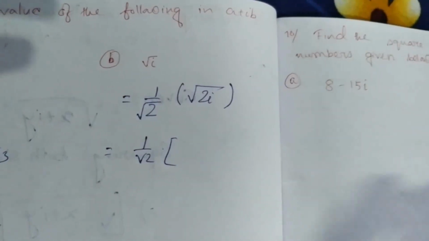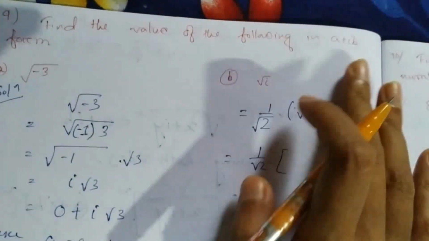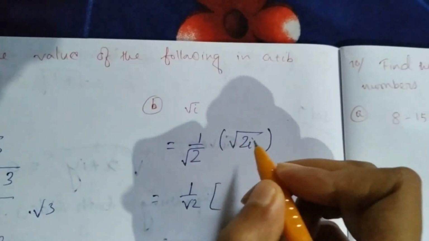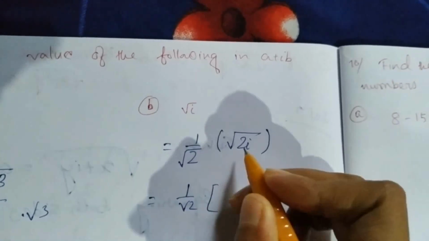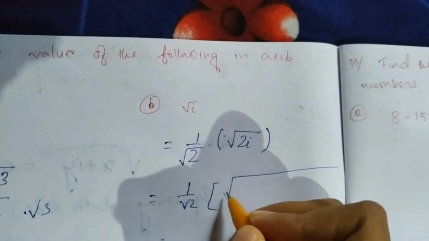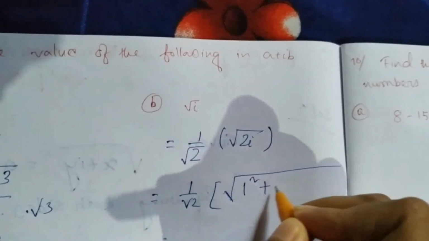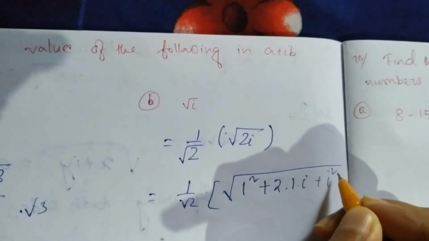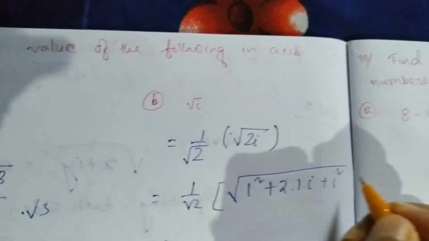In the last video we discussed this problem. So here we see the next one is root of i. Root of i can be written as root of 2i divided by root 2. Now root of 2i, can I write it as 1 square plus 2 into 1 into i plus i square? Because i square is minus 1, the minus 1 and plus 1 get cancelled out, so ultimately root of 2i is left.